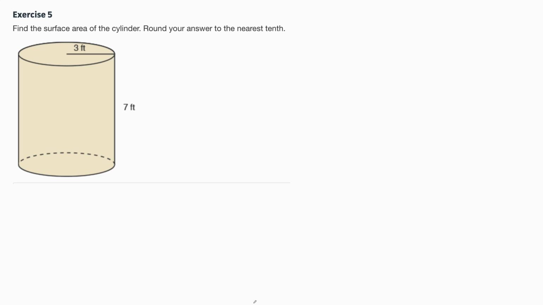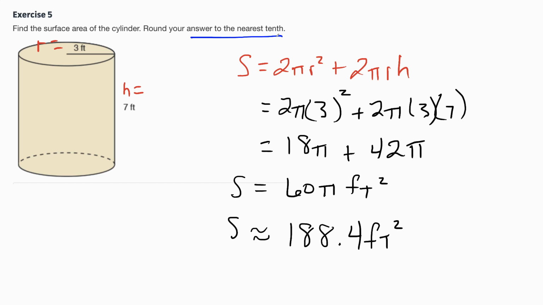Find the surface area of the cylinder. Round your answer to the nearest tenth. Don't forget to round your answers correctly. There's my formula. There's my work. Notice my answer is rounded to the nearest tenth. And also notice that I did not just multiply by pi up here in this part of the problem. I leave it until I get to the end. So I treat pi like a variable. So I have 60 times pi feet squared, and my calculator multiplies 60 by 3.14, and that's how I get my answer.